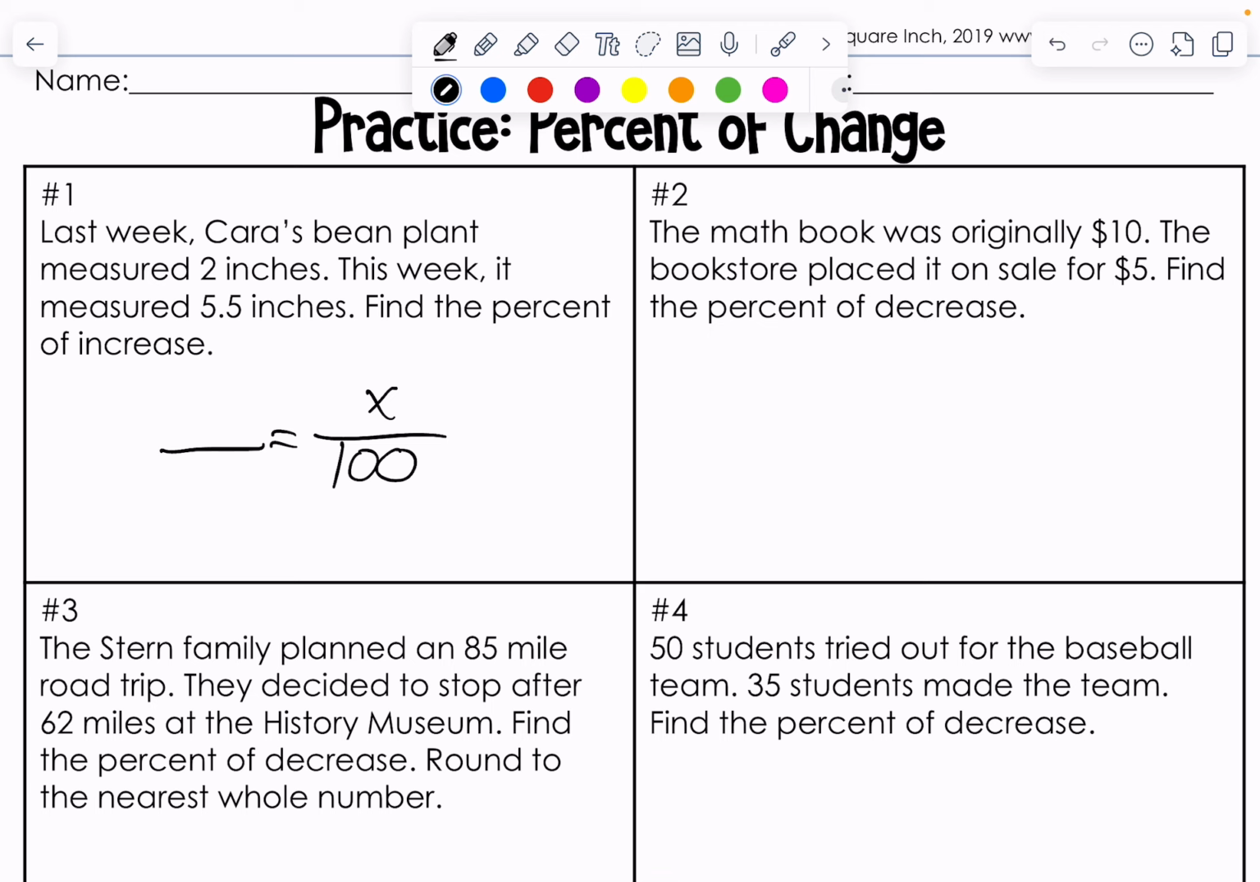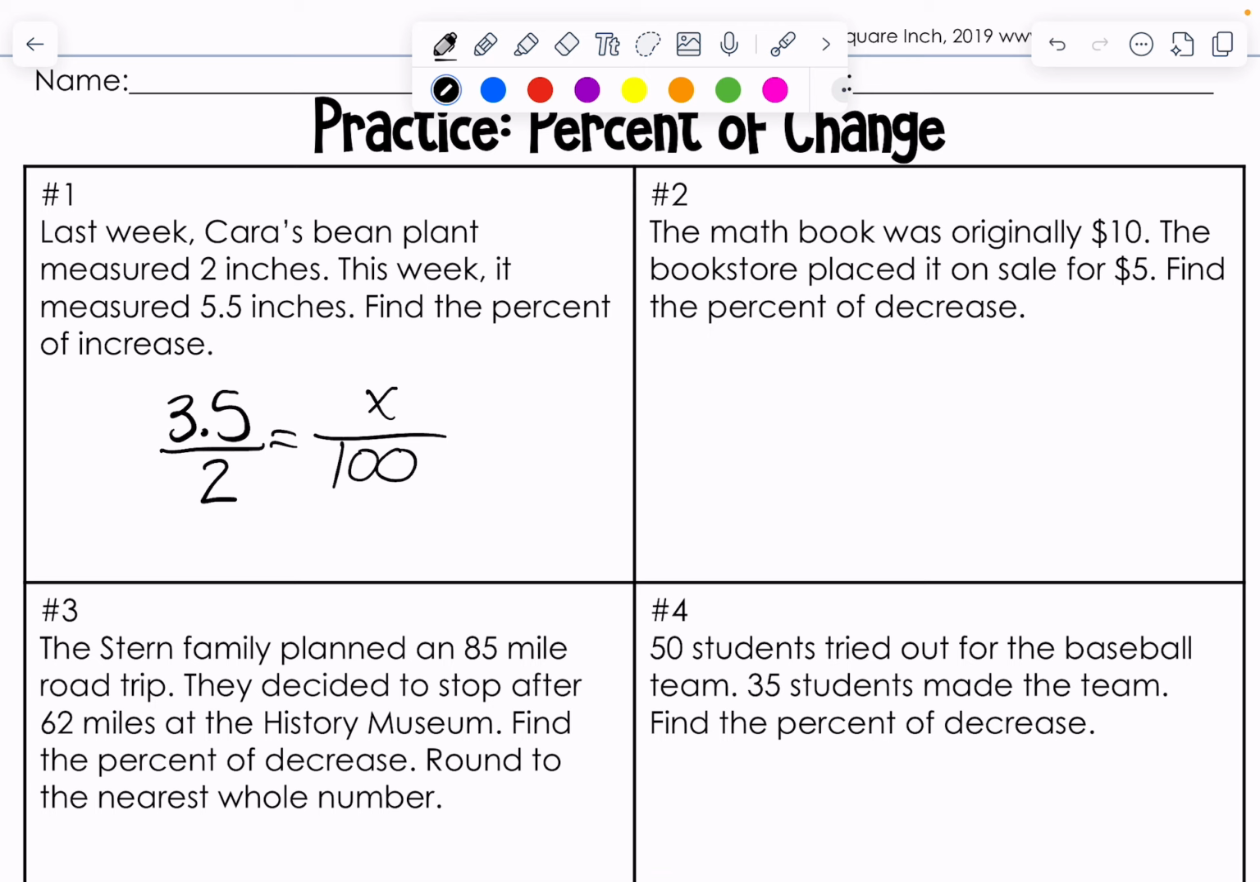And then the original number here was the first, like what it started out as. So it says last week it was 2 inches. So then that's our original. And this week it measured 5.5 inches. So we need to first find that amount of change from 2 to 5.5, or the difference between 5.5 and 2. So that amount of change is 3.5.